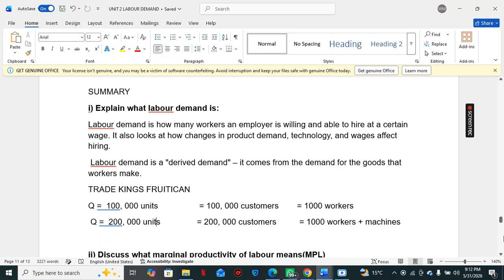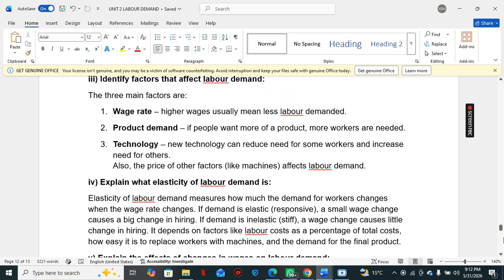So technology can also affect the demand for workers. If robots or equipment can do what a worker can do, and the firm has the resources to buy that equipment or that technology, they won't need any more workers. So technology can reduce demand for labor because it can do what the workers can do. New technology. All right. Any questions?